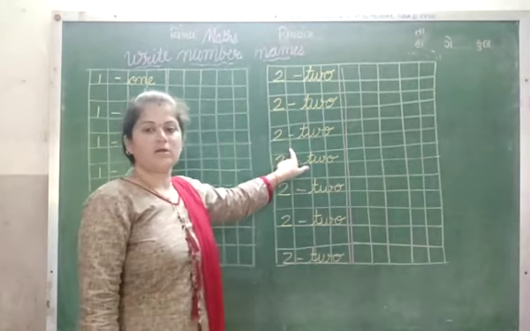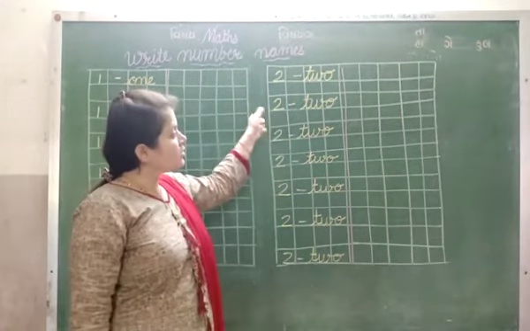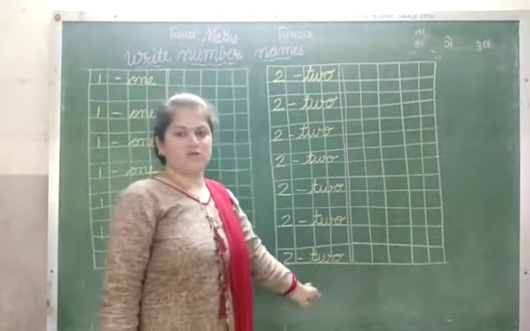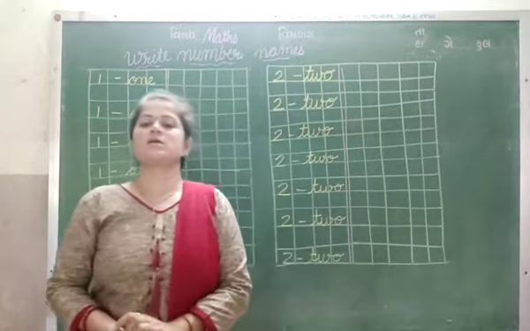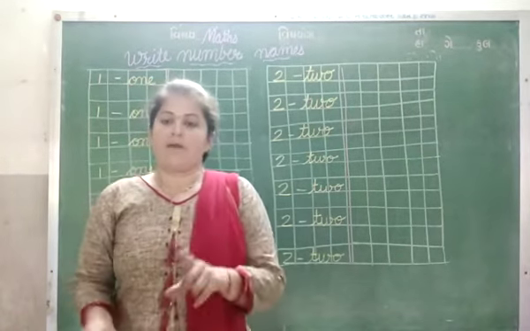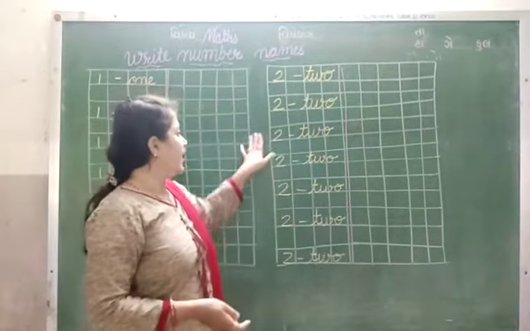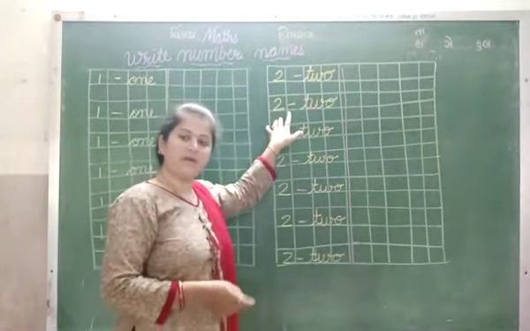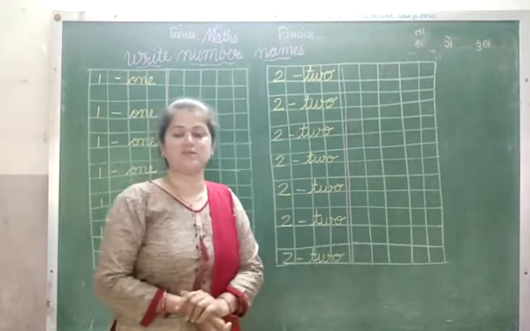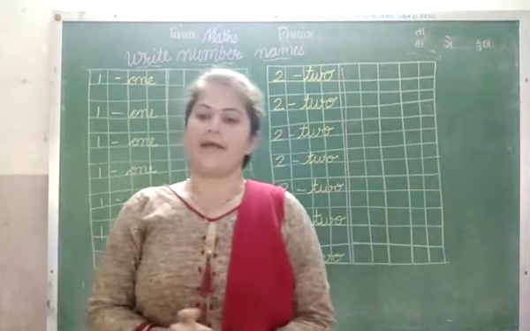And same here, you will write the whole page. So children, one page is classwork and one page is homework, and the number of two, one page is classwork and one page is your homework. Thank you students.